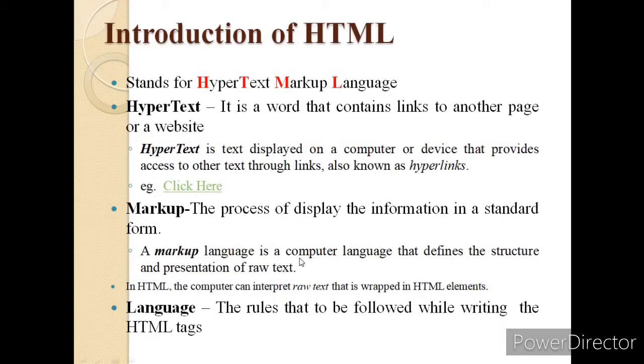A markup language is a computer language that defines the structure and presentation of raw text. In HTML, the computer can interpret raw text that is wrapped in HTML elements. Language is the rules to be followed while writing the HTML set. All these definitions make up HTML.